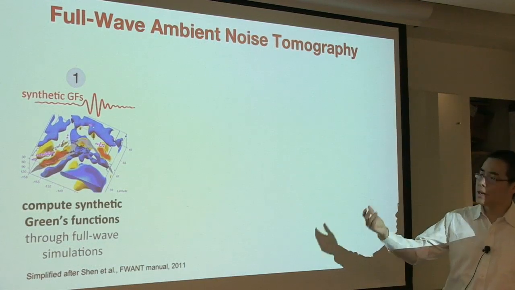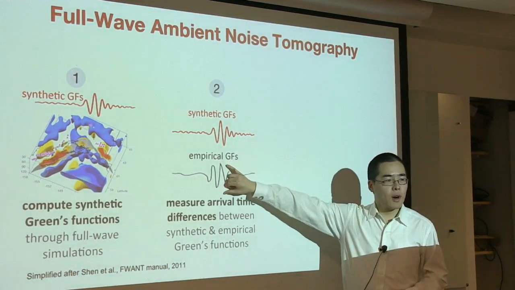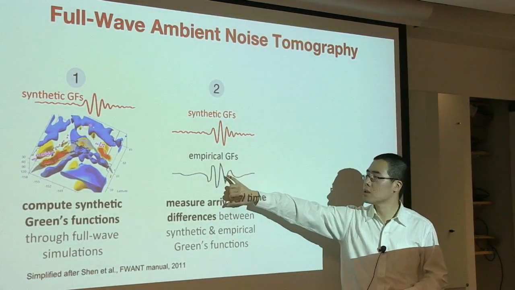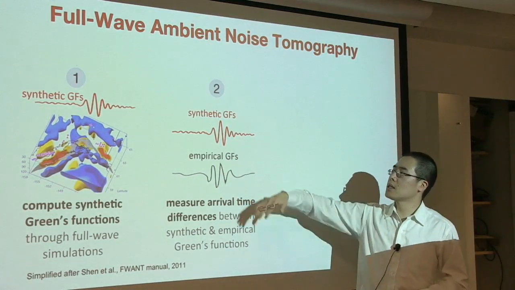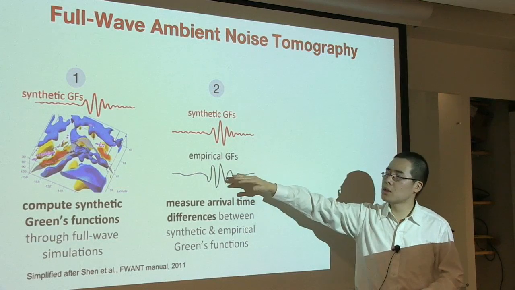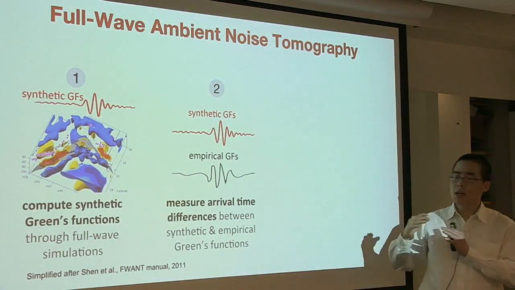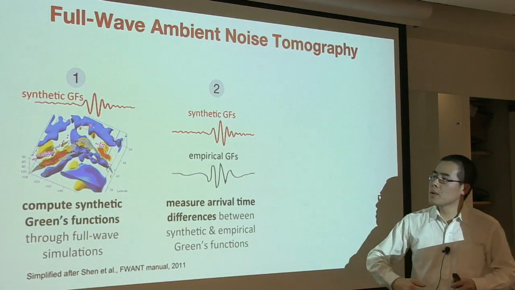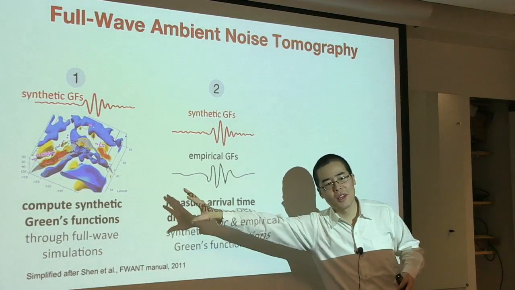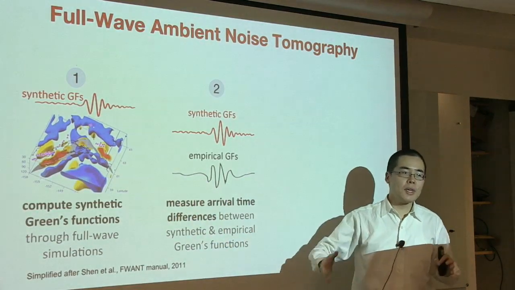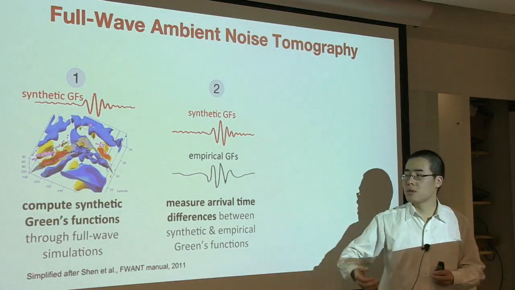Once you have the synthetic Green's functions, and the empirical Green's functions that we got from the cross correlation of the noise records, what we do is cross correlate the synthetic Green's functions with the observed Green's functions. Then what we get is the travel time difference. Because we started from a reference model, which in most cases is not the true model, there must be a travel time difference between one station and the others.